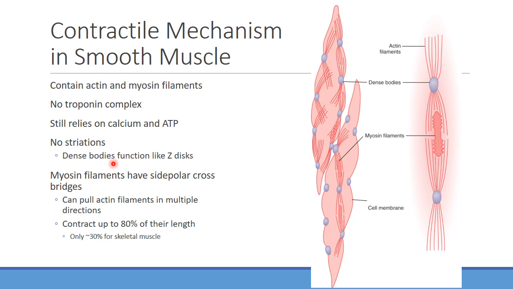And again, no striation. So instead of the Z discs that hold the actin filaments, you're going to have these dense bodies. And again, that's how I like my bodies, dense, right? I'm just kidding. And so again, this is going to attach to the actin, and again, is going to be pulled by the myosin filaments.